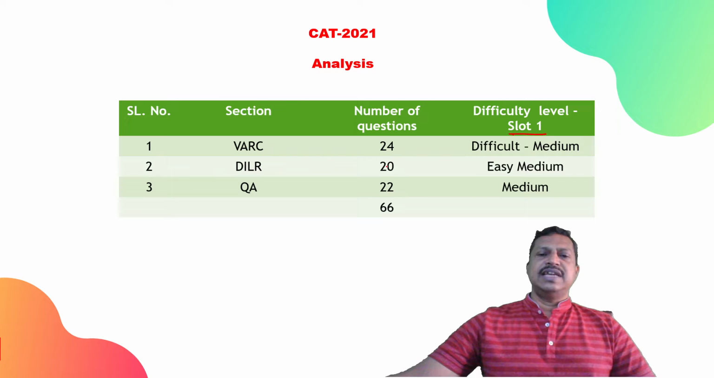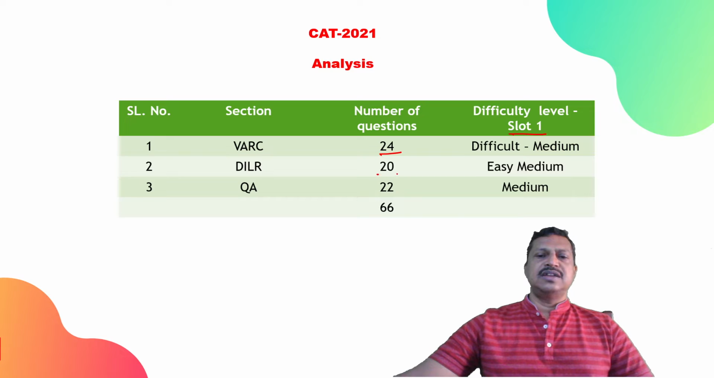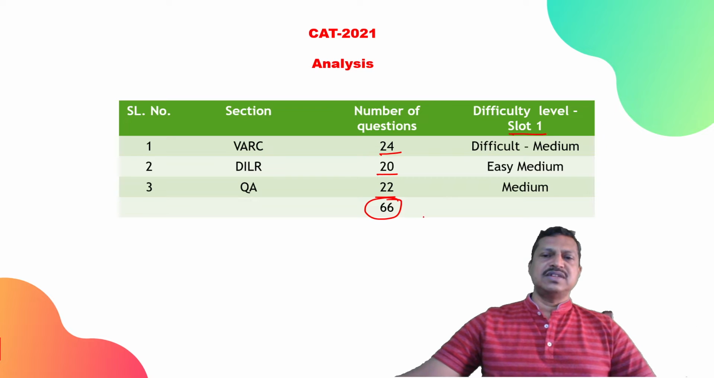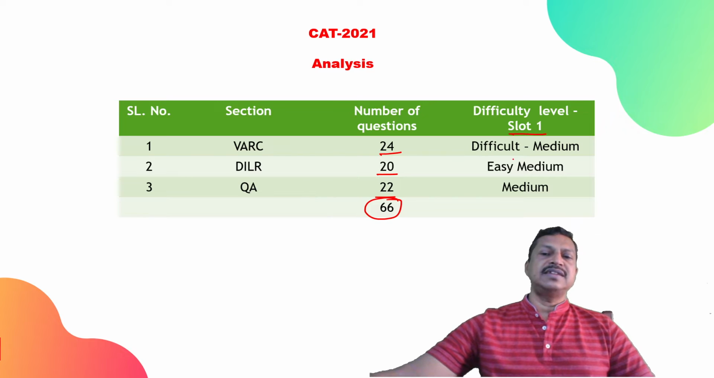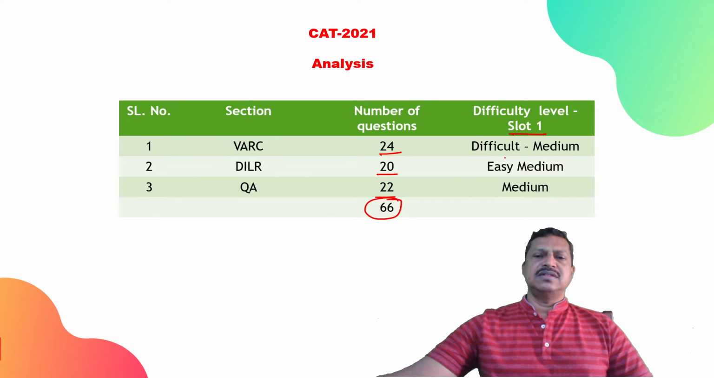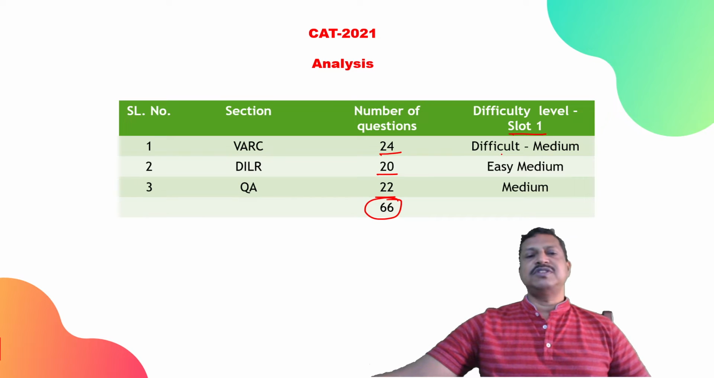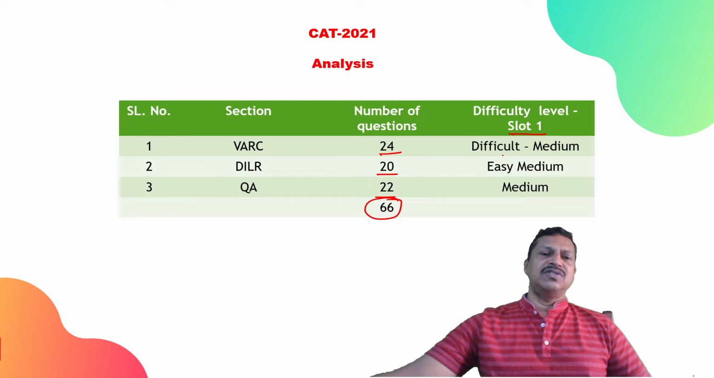The number of questions are the same in all three slots. VARC is 24 questions, DILR is 20 questions, and QA is 22 questions. So this part is the same, totally 66 questions, and 66 into 3 will be 198 marks. If you look at the VARC part, RC is difficult. The RC part in all three slots is similar. The VA part, verbal ability, meaning para jumble and all those things, is medium. I'm not saying very difficult, but it's not very easy also.